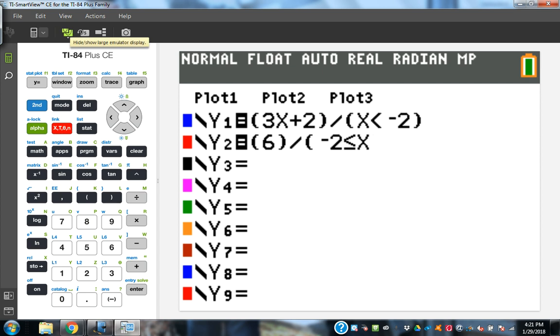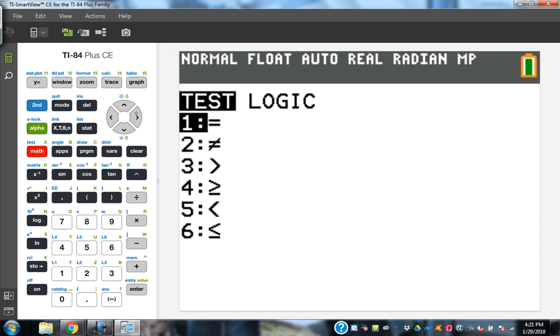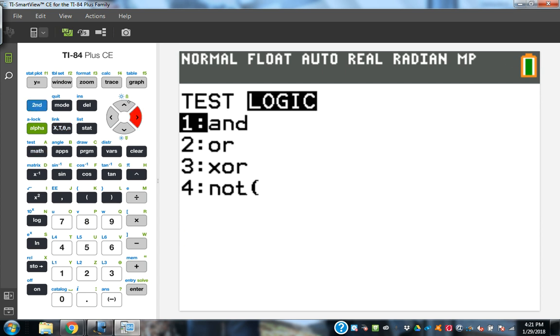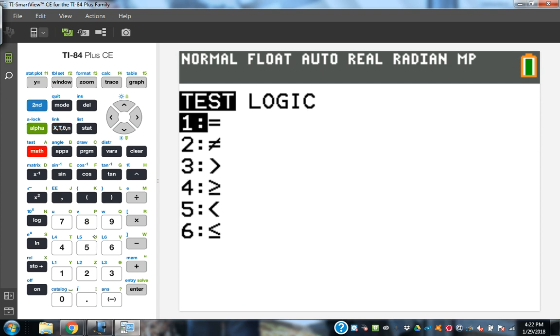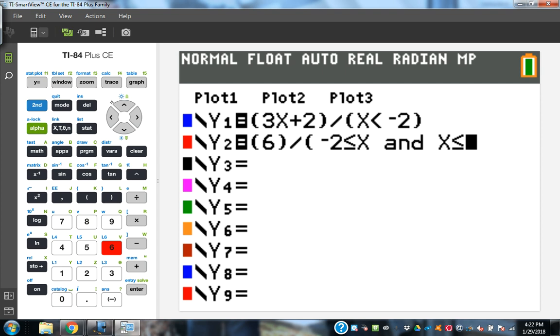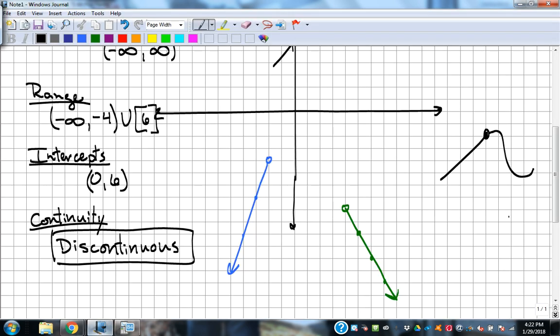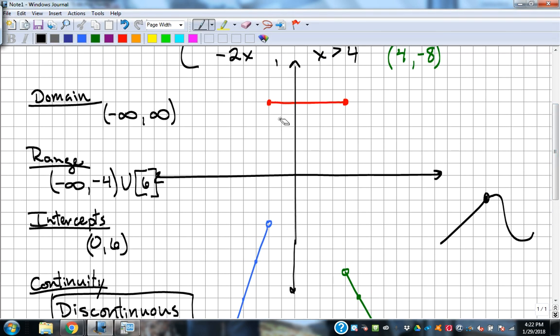And now we need the and, so we can do the other end of this. So second math, and then go over to logic. We have and, or, XOR and not, but and is the one we need. So it's a compound inequality with an and. And then we use the other end of that: x is less than or equal to 4. X, second math, less than or equal to 4. Close the parentheses. So we should be seeing the blue piece and the red piece from my graph that I drew by hand.